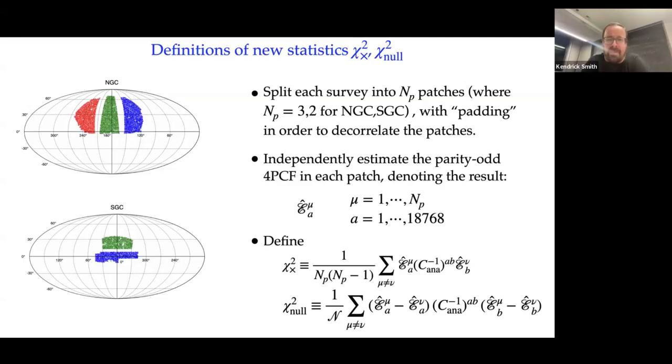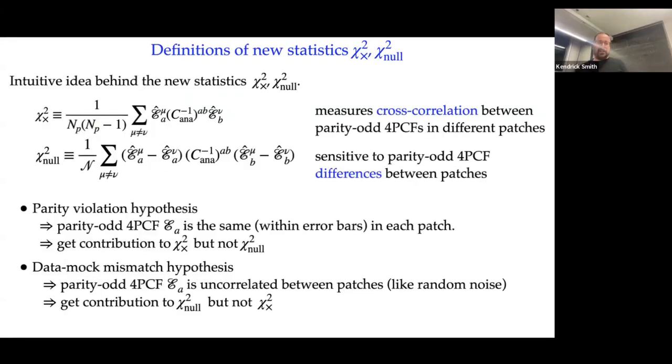And then chi-squared cross and chi-squared null are defined similarly to chi-squared, except that in chi-squared cross, we just cross-correlate patches rather than squaring. And in chi-squared null, we take differences of patches and then square. The intuition behind these statistics is that chi-squared cross is like a cross correlation between 4-point functions, and chi-squared null is like a null test that's sensitive to differences in 4-point functions.